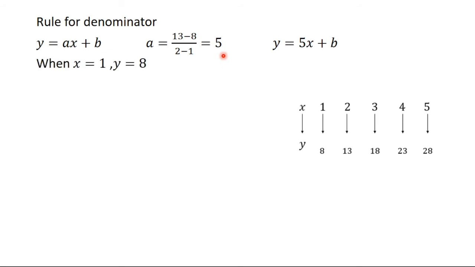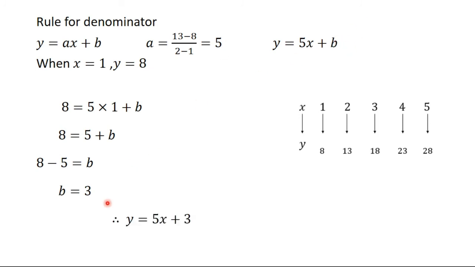Now let's find b. I'm going to pick the first element and its image. So when x is equal to 1, y is equal to 8. You replace y with 8 and x with 1, and that will give us 8 is equal to 5 times 1 plus b. This will give us 8 is equal to 5 plus b, and b will be given by 8 minus 5, so b is 3. So we can now replace b with 3. Therefore, y is equal to 5x plus 3. So this is the rule for the denominator.